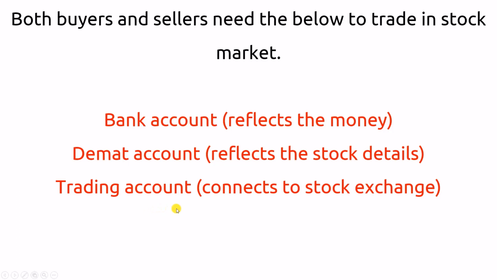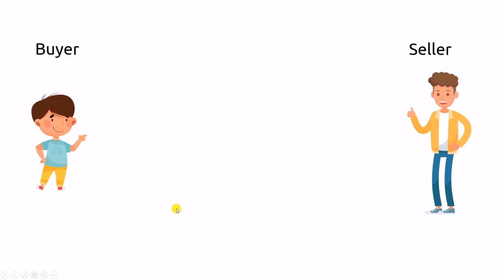Now, let us see how a trade happens. Let us assume this is a buyer, this is a seller. Now, the buyer can also be a seller, the seller can also be a buyer. Let us not take that case now. Let us say this person is a buyer, this person is a seller.